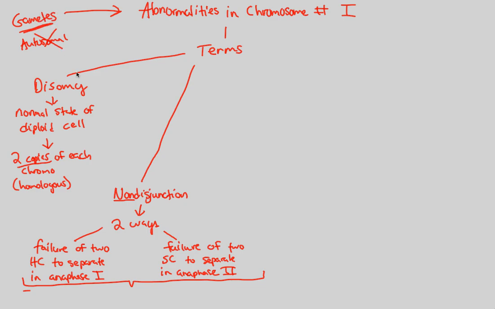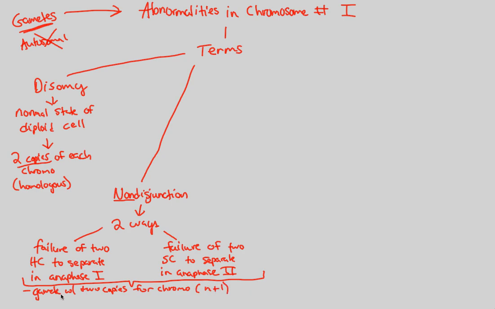So if one of the gametes underwent non-disjunction, you're going to have the following. You're going to have a gamete with either 2 copies for a chromosome. What I mean by that is simply you have n plus 1.